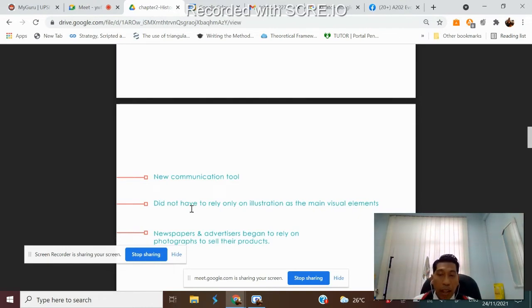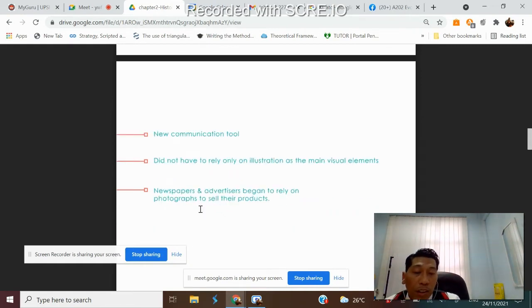And the second one, as you can see here, is that you did not have to rely only on illustration as the main visual element. So what it says here, other than illustration, today we can have so much richer media, such as short video, long video, or reels, whatever they call it today. And newspapers and advertisers began to rely on photographs to sell their products. This is a long time ago.